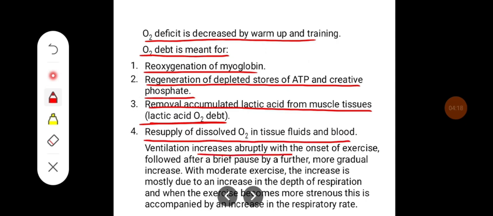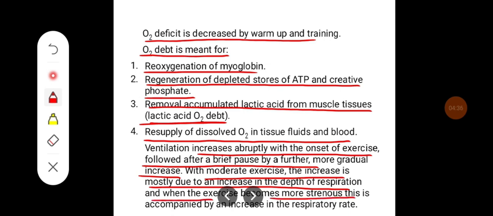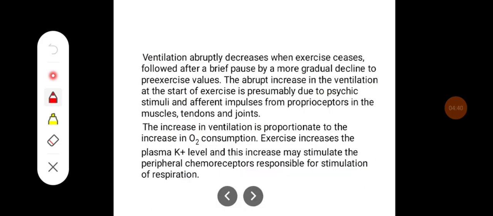Ventilation increases abruptly with the onset of exercise, followed after a brief pause by a further more gradual increase. With moderate exercise, the increase is mostly due to an increase in the depth of respiration, and when the exercise becomes more strenuous, this is accompanied by an increase in the respiratory rate. Ventilation abruptly decreases when exercise ceases, followed after a brief pause by a more gradual decline to pre-exercise values.